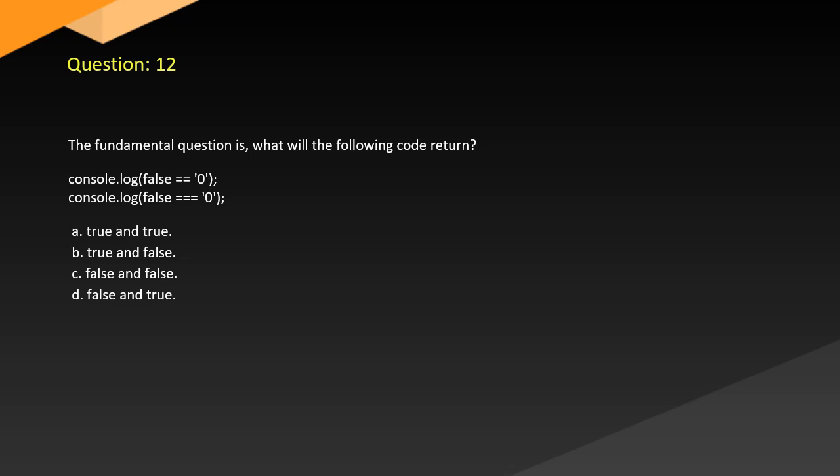Question 12. The fundamental question is, what will the following code return? Console log false == 0. Console log false === 0. A. True and true. B. True and false. C. False and false. D. False and true.